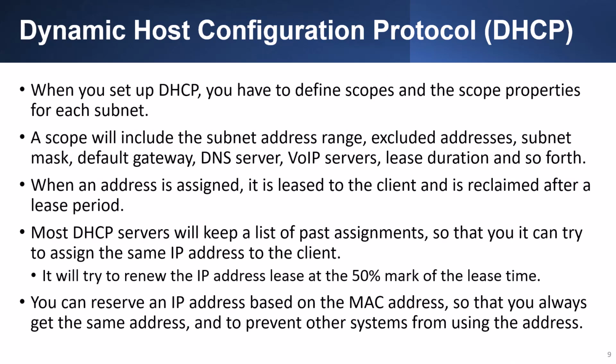When you set up a DHCP, you have to define scopes and the scope properties for each subnet. A scope will include the subnet address range, excluded addresses, subnet mask, default gateway, DNS server, VoIP servers, lease duration, and so forth. When an IP address is assigned, it is leased to the client and is reclaimed after a lease period. Most DHCP servers will keep a list of past assignments so that it can try to assign the same IP address to the client.